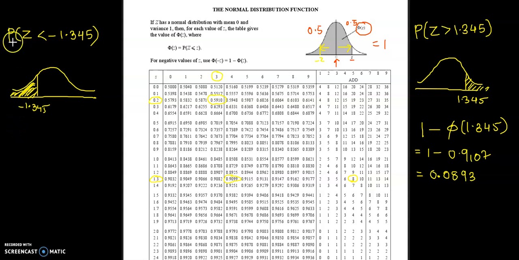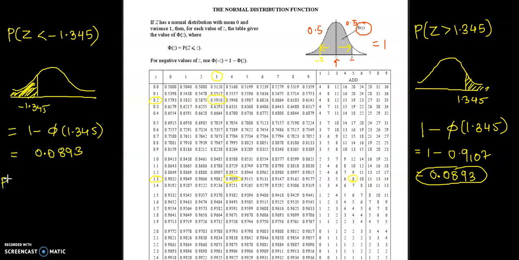So the answer for probability z less than minus 1.345 is the same as this, which is nothing but 1 minus phi of 1.345, which is equal to 0.0893.